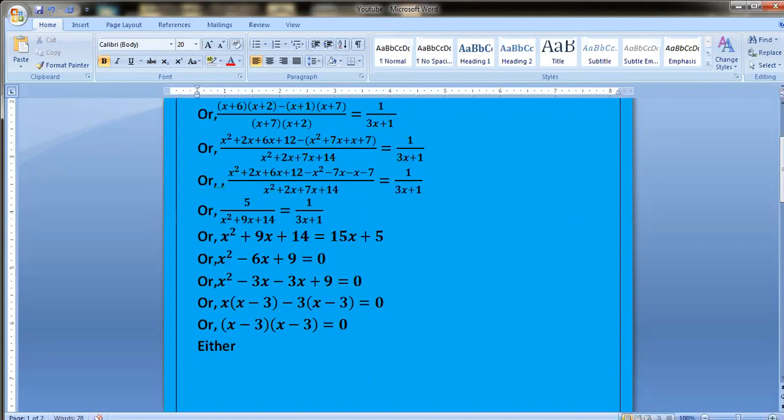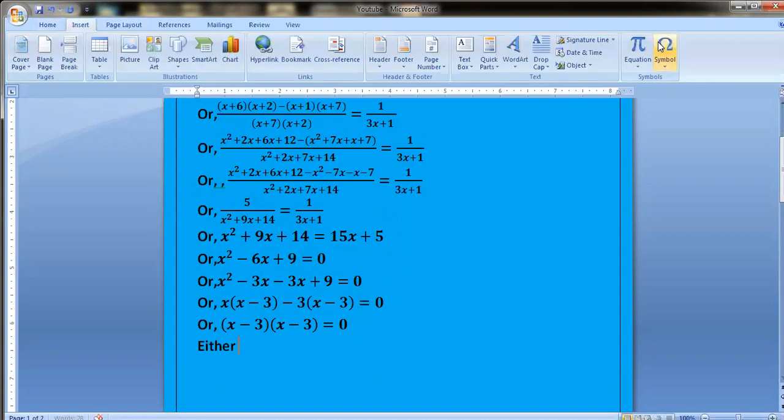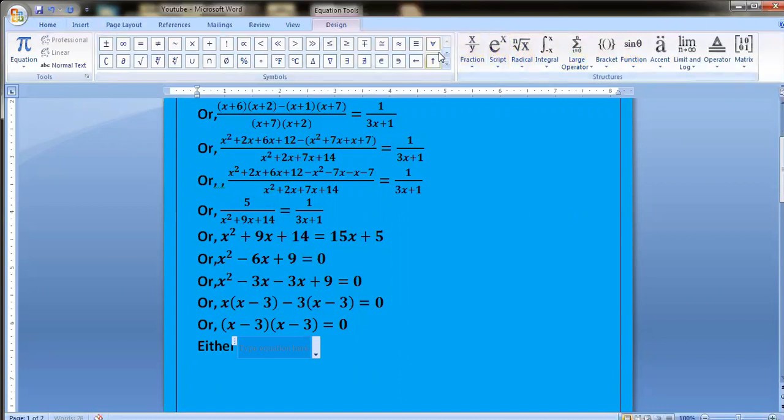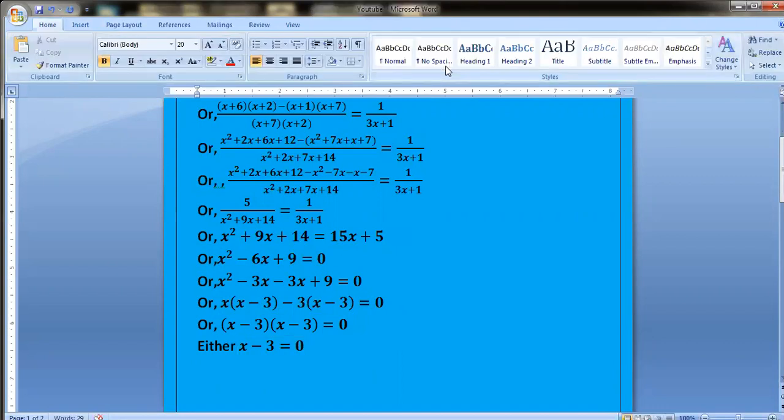Either x minus 3 equals 0. We don't have to do that, because both the terms are the same, but we are doing it anyway. x minus 3 equals 0, so x equals 3. After solving the second term also, you get the same value. Taking the other factor, x minus 3 equals 0, in that case also you get the same root.